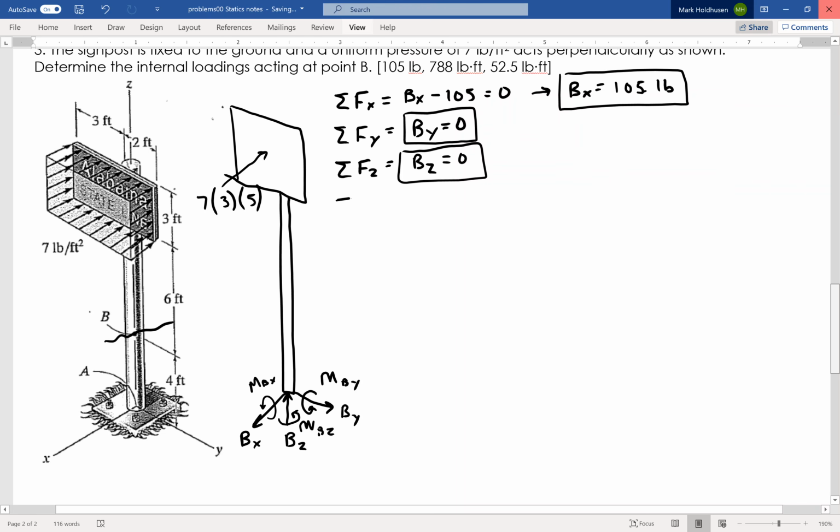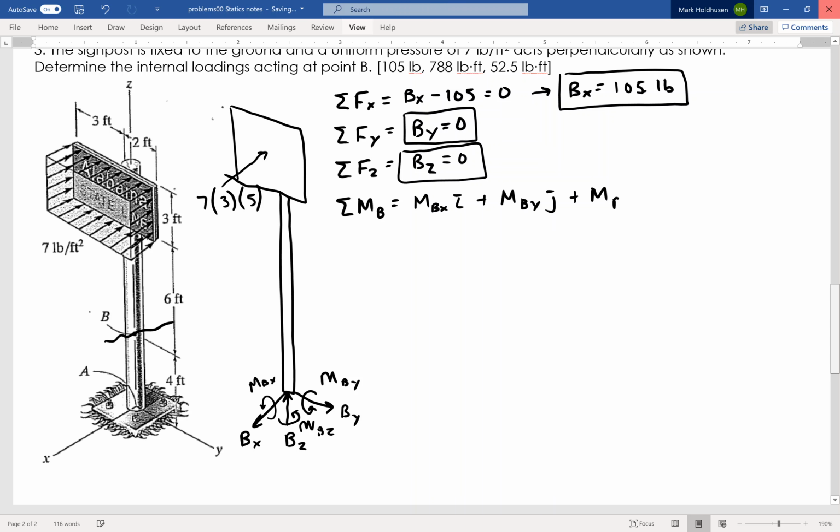So I always sum my moments about where I cut. I've got 3 bending moments that I have to worry about: Mbx i plus Mby j plus Mbz k. Then I have the moment due to the wind that is pushing on the sign, 105 pounds. That's going to create several different moments about B.